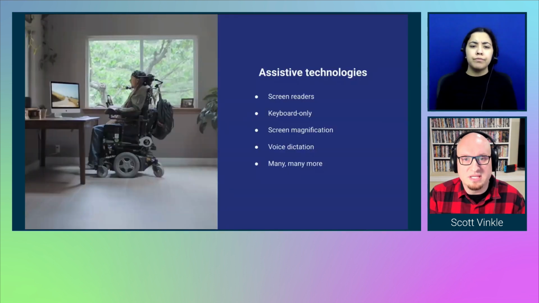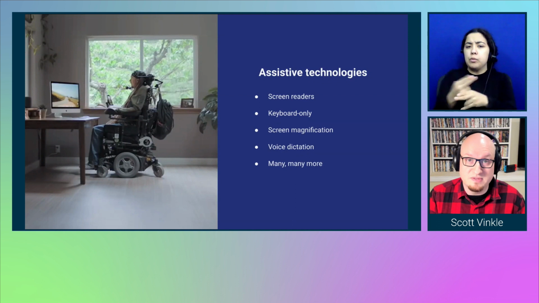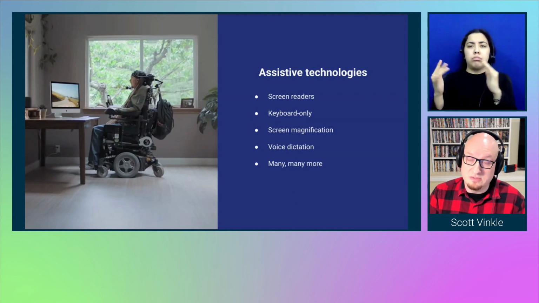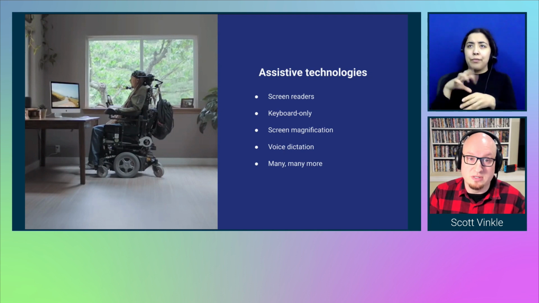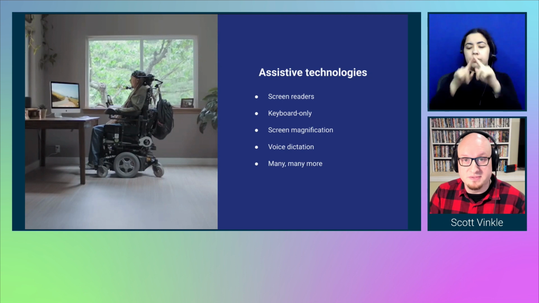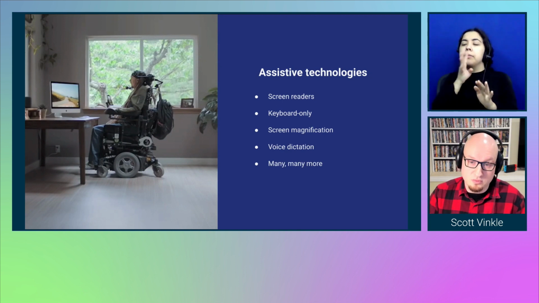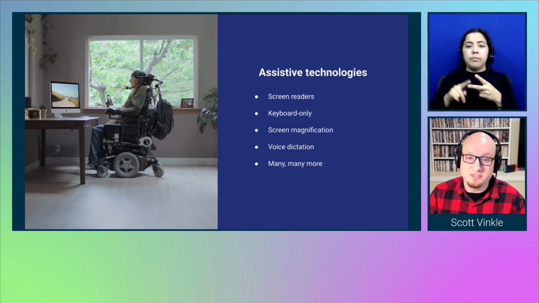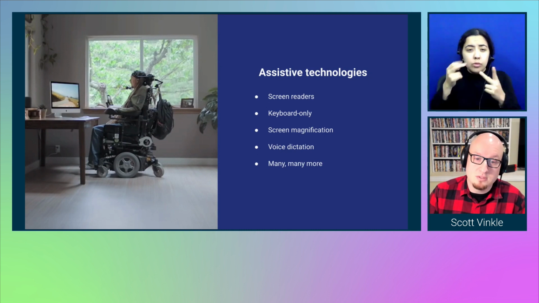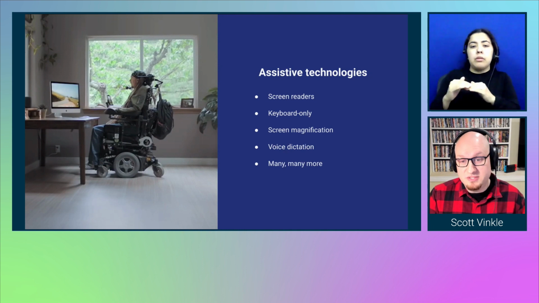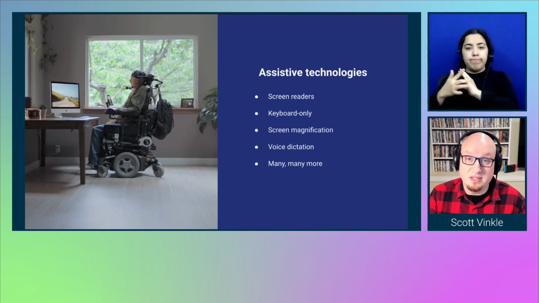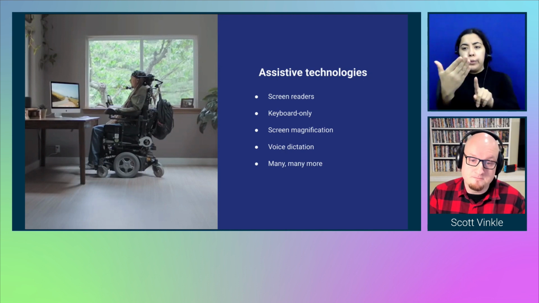So digital content can be consumed by way of assistive technology. There are a number of assistive technologies and devices available, some of which include, but are not limited to, screen readers, which audibly read out content to the user. Keyboard-only users are people who are unable to use a mouse due to a visual or perhaps a motor impairment.